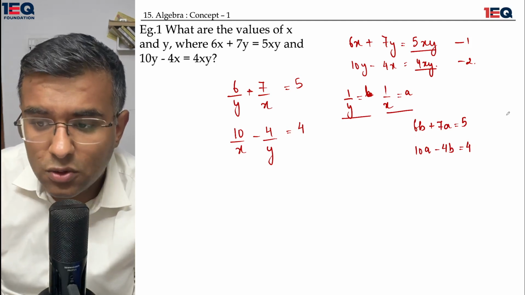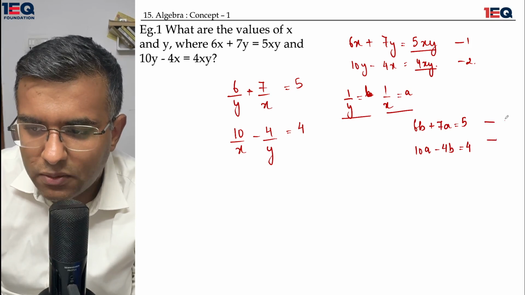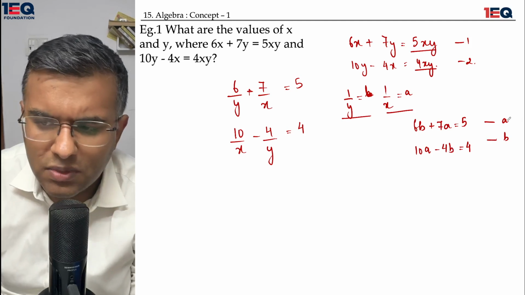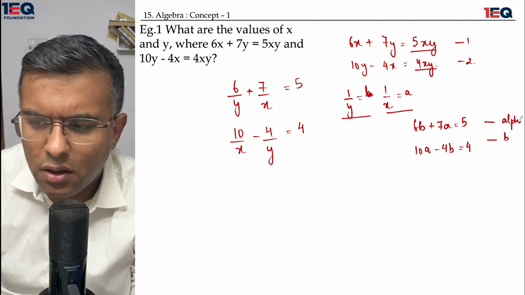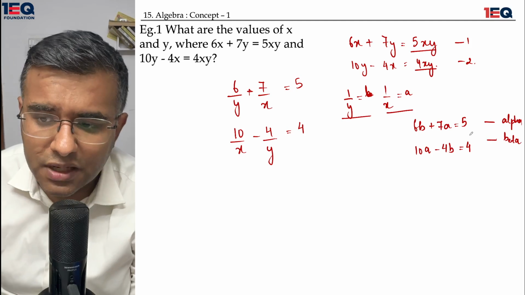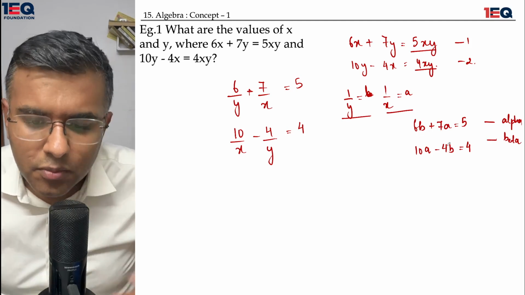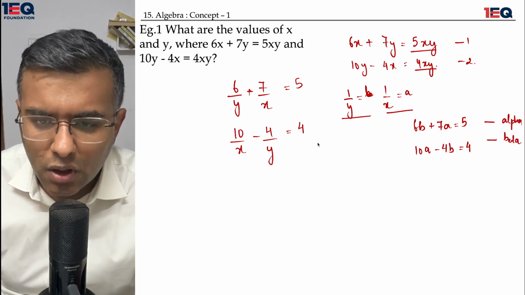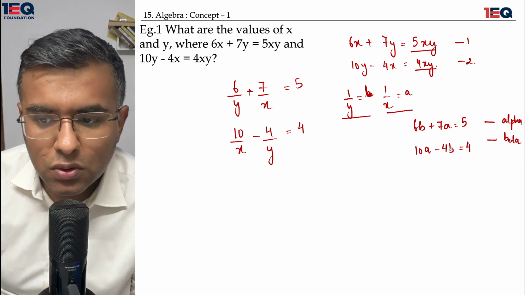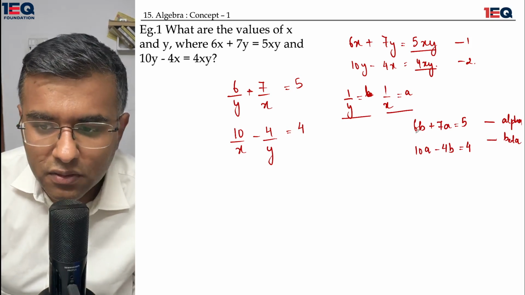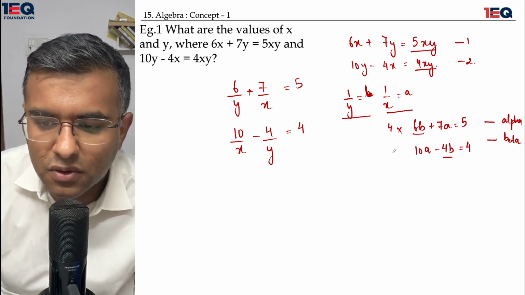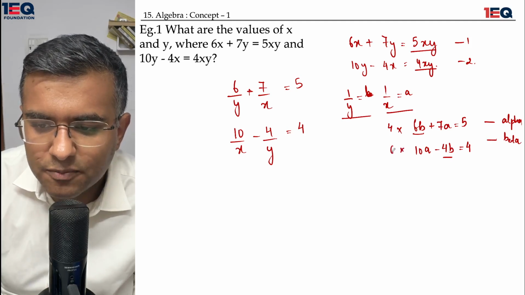Now, these two equations, which are our new equations, I would call equation A and equation B. So let's call them equation alpha and equation beta, because we would ultimately get confused. We already have the variables A and B, so it's better to call them alpha and beta. I'll now try to make the coefficients of the variable b the same. So I would multiply the first equation with 4 and the second equation with 6.